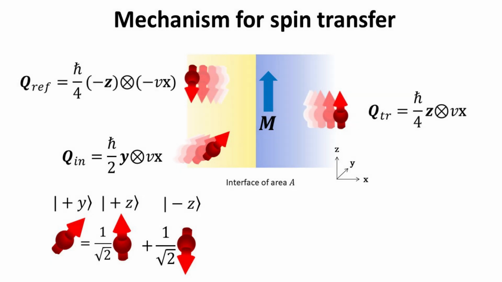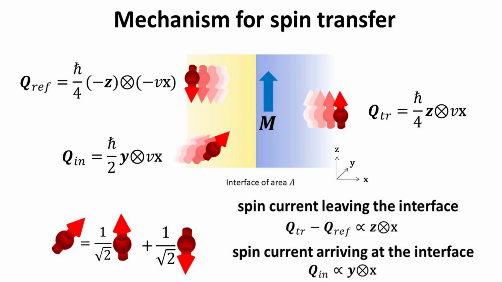The result is summarized here, where we can see that only the spin-up portion of the incident state transmits into the cobalt side, while the spin-down portion of the incident state reflects back into the copper side. The reflected and transmitted spin currents are also written explicitly.